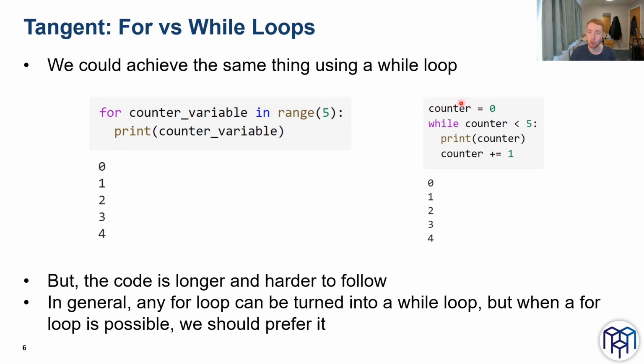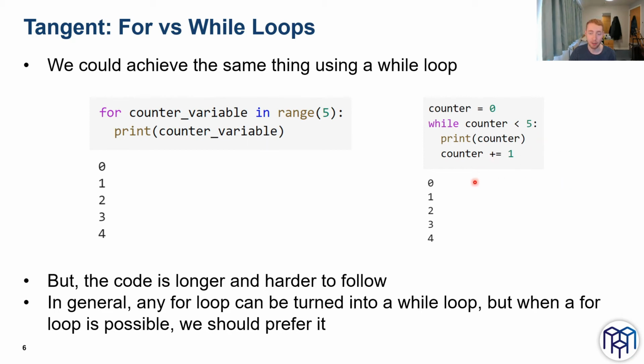We'll create a variable called counter to keep track of where we are. It's going to have a value of 0 initially. And then we're going to keep looping while this counter is less than 5. We print out the counter and then increment it by 1. So we have this plus equal symbol here. This means counter is equal to counter plus 1. It's just a shorthand for that.